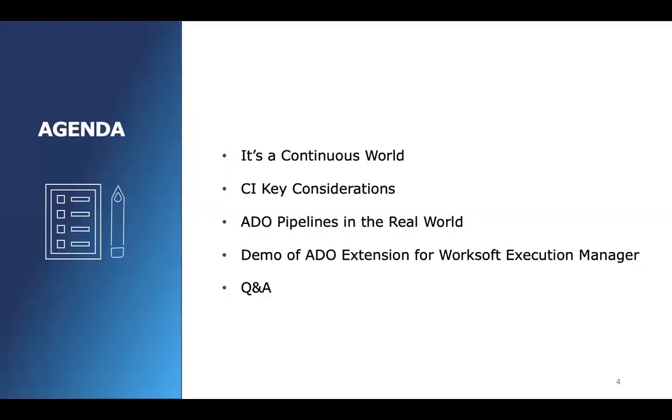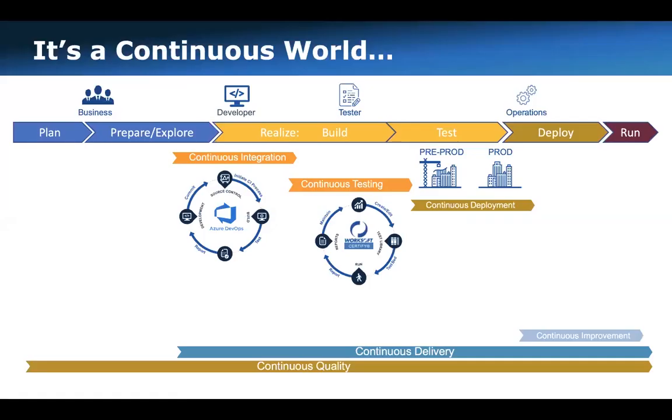So our agenda is, we'll first talk about how it's a continuous world. What does that word mean out there? What is continuous integration, and what are those key considerations? And then we'll look at the Azure DevOps pipelines in the real world. This is where we'll have Stan from Shanko actually explain how he's implemented, and quite honestly, it's very, very clever what he's done, taking his functional test automation and end-to-end testing and applying it to the DevOps pipeline, which I think makes him kind of a unicorn, but actually really interesting out there. And then I'll do a small demo of where you get the extension for the Worksoft Execution Manager from ADO, and we'll open for questions.